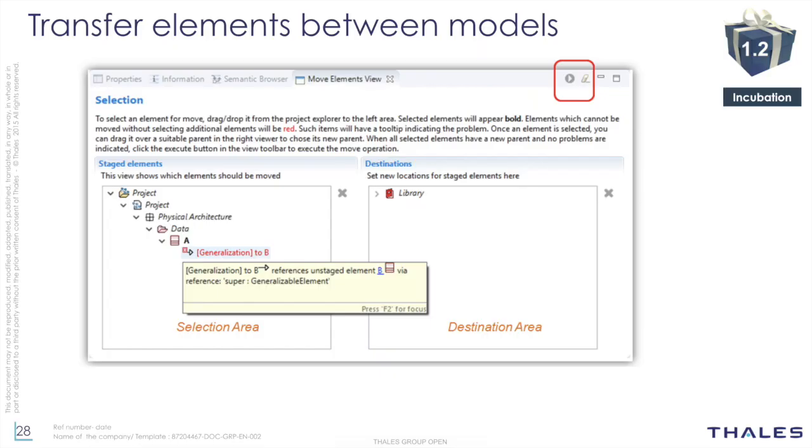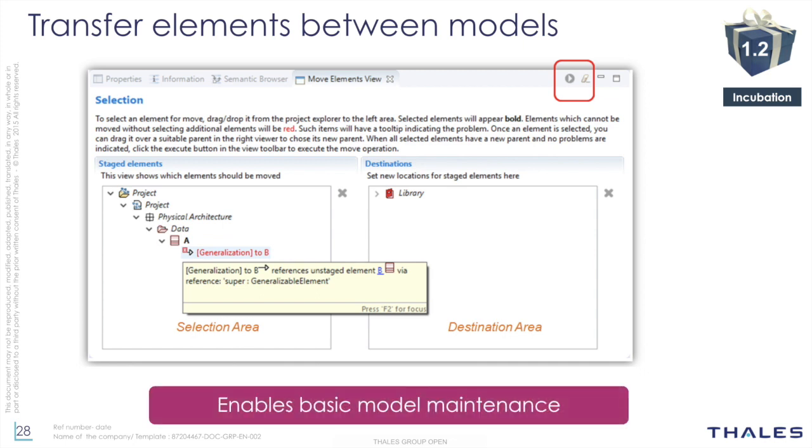In addition to these improvements on rep and libraries, we also have developed a new dialog that allows some refactoring between model elements. So you've probably seen that it's pretty difficult to move elements from a project to a library, or from a library to another one. So we have developed a prototype. It's available in version 1.2, but it's still in incubation mode.